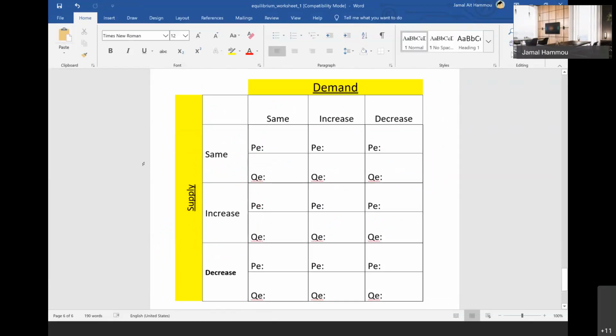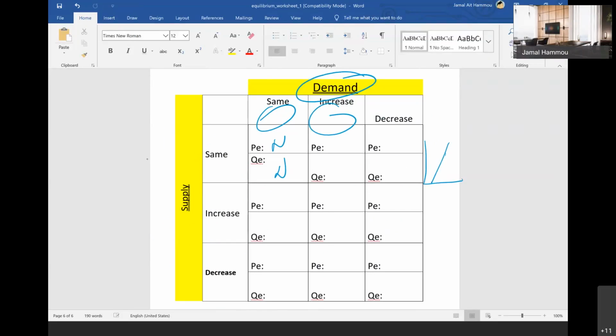So you have a supply, you have demand. If the case is same, it means there is no change in the demand, no change in supply. So we say no change, no change, no change, because we didn't do anything, we just kept them the same. But if the supply stays the same and there is an increase in demand, you just have to build a graph and say, okay, what happened if I have equilibrium and I increase the demand?